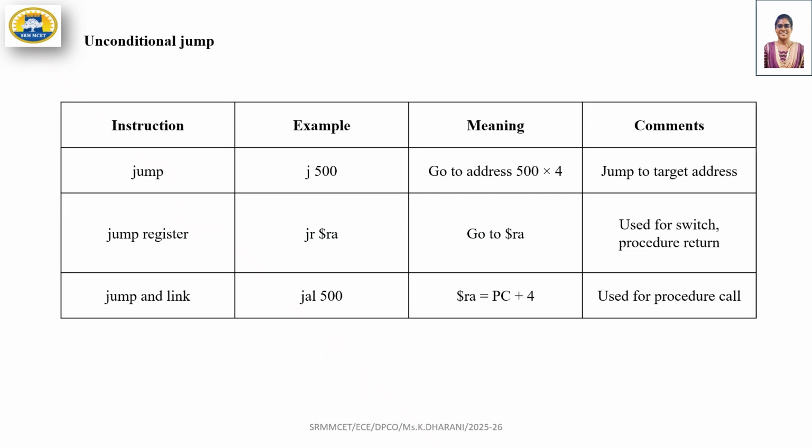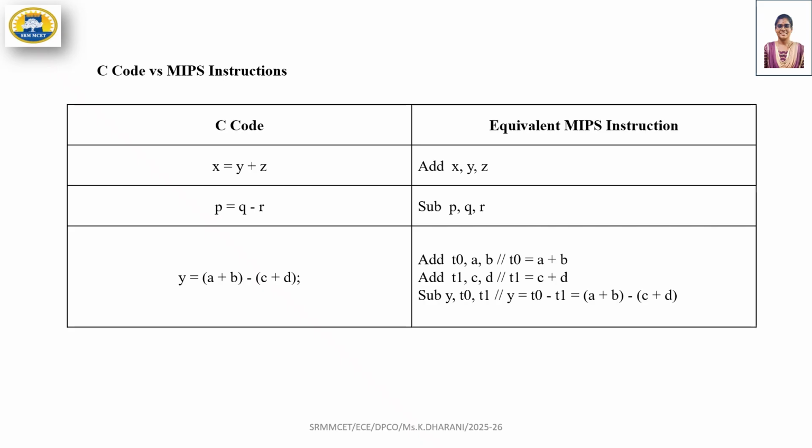Next, we can move on to the unconditional jump instruction. This is useful for procedures and function calls. Here J 500 is called a jump to address 500 times 4, JR is called a return to the address in the register, and JAL 500 is a jump and link. Okay, next we can move on to C code versus MIPS instructions.